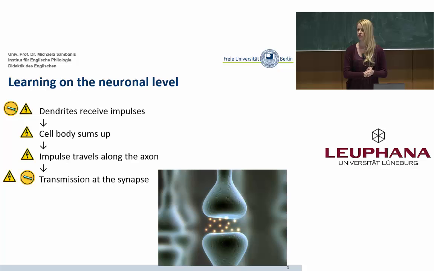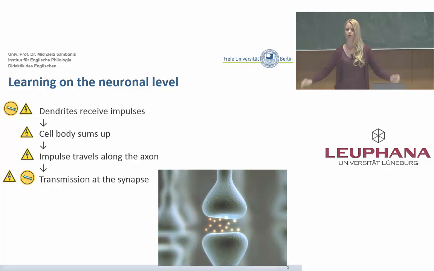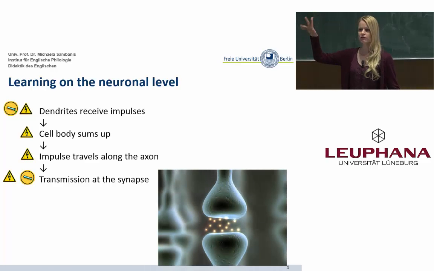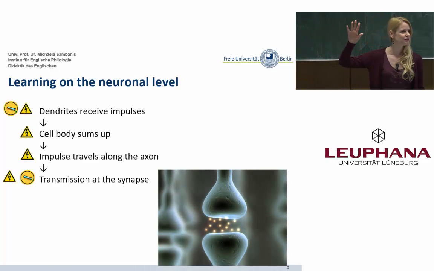So I would like you to take a moment to explain this journey of an impulse to the person sitting next to you. Just 1 minute, because this is really, really important. This is relevant because this is the micro level of learning. And use your hand, use your arm. Here you go, 1.5 minutes. All right, I think this should do. Thank you very much.